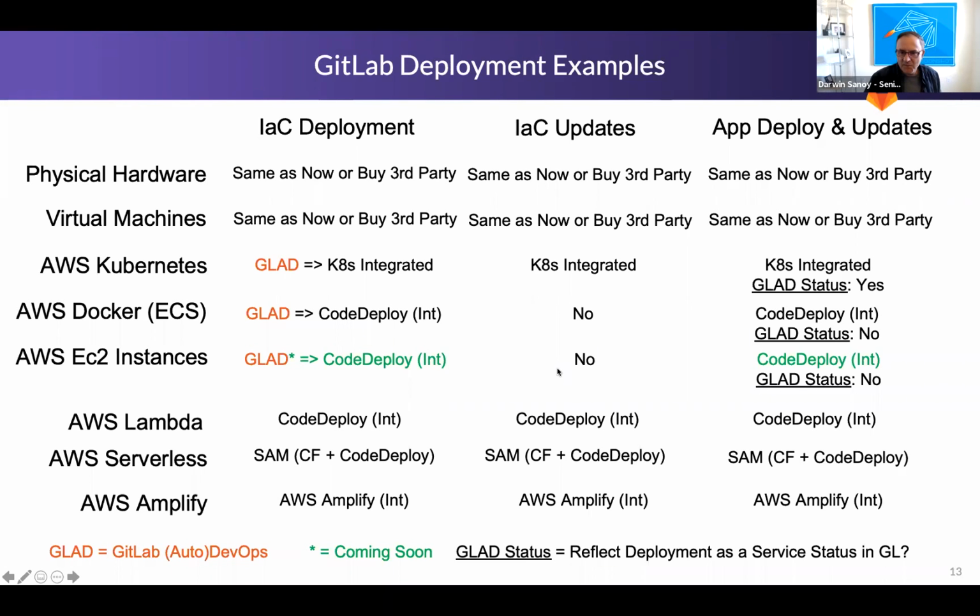Quiet crowd this morning. Darwin, my only question is, so are you saying AWS Lambda and serverless, we have no GitLab capabilities, or is this just?